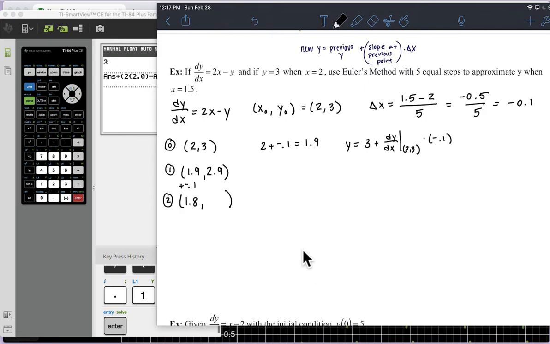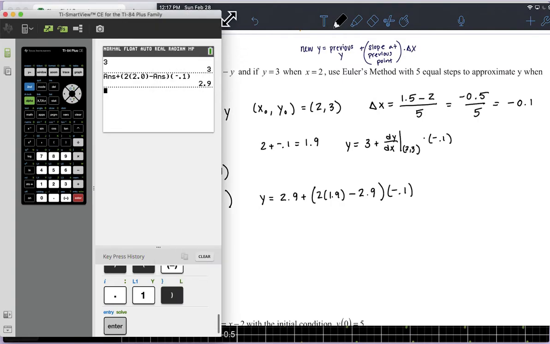You could say, okay, this new y is going to be equal to my old y of 2.9 plus my derivative. So dy dx is going to be 2 times 1.9 minus 2.9, all times negative 0.1. So you could set that up on your calculator each time, type it in, and then go from there. I want to do this so I don't have to do as much work.